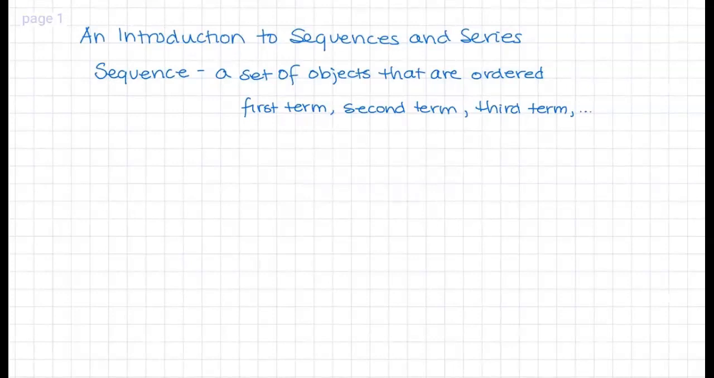You can think of a sequence as something like this, where let's say we've got 3, 6, 9, 12, 15, and so on. That's a sequence. 3 is called the first term, 6 would be the second term, 9 would be the third term, 12 is the fourth term, and so on. Another one that is very famous, you've probably heard of the Fibonacci sequence.